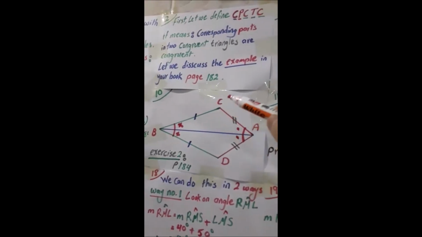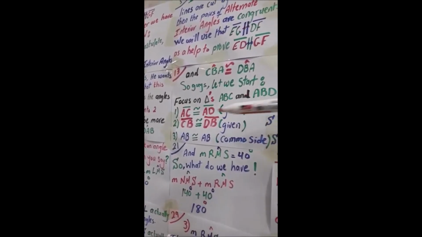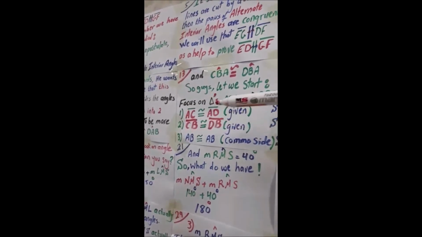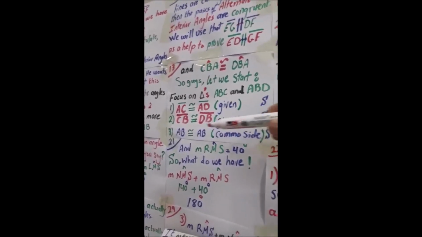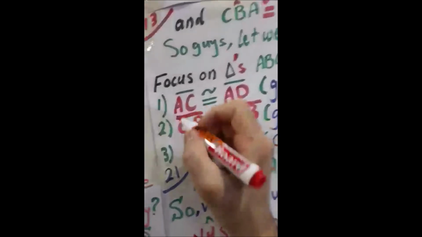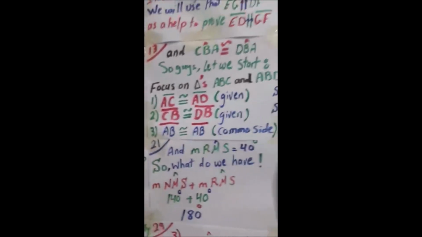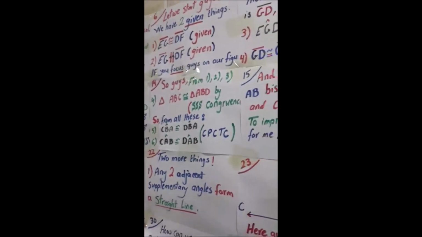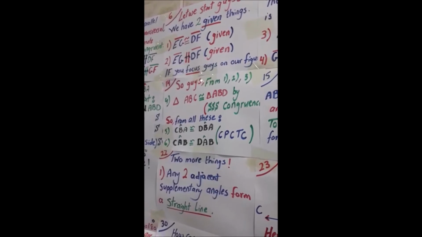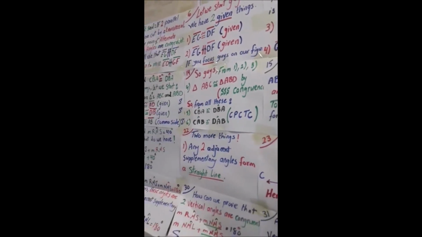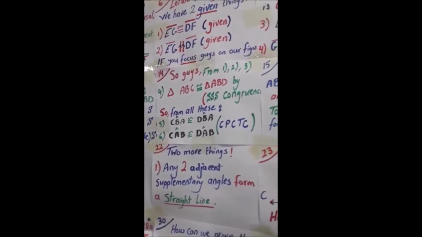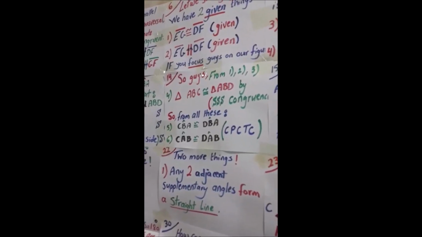We prove that these two triangles, CAB and DAB, are congruent by using sides. We have the side AC with the side AD, they are congruent, it's given. And the side CB and DB, the other side, they are congruent, also given. And obviously the side AB is congruent to the same side AB, a common side. So guys, in steps 1 to 3, we prove that these two triangles, ABC and ABD, are congruent by using SSS, side congruence.